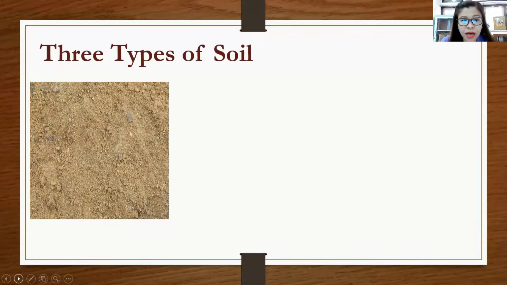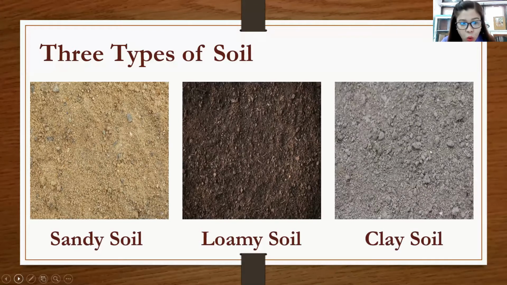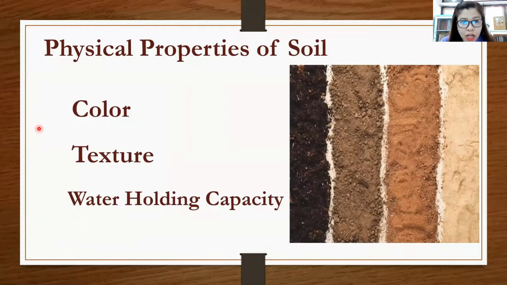First, we have the sandy soil. Next, we have the loamy soil. And the third one, we have the clay soil. Now let us describe the three different types of soil. What are the different physical properties of this soil? So the three different types of soil has different color, different texture, and different water holding capacity.